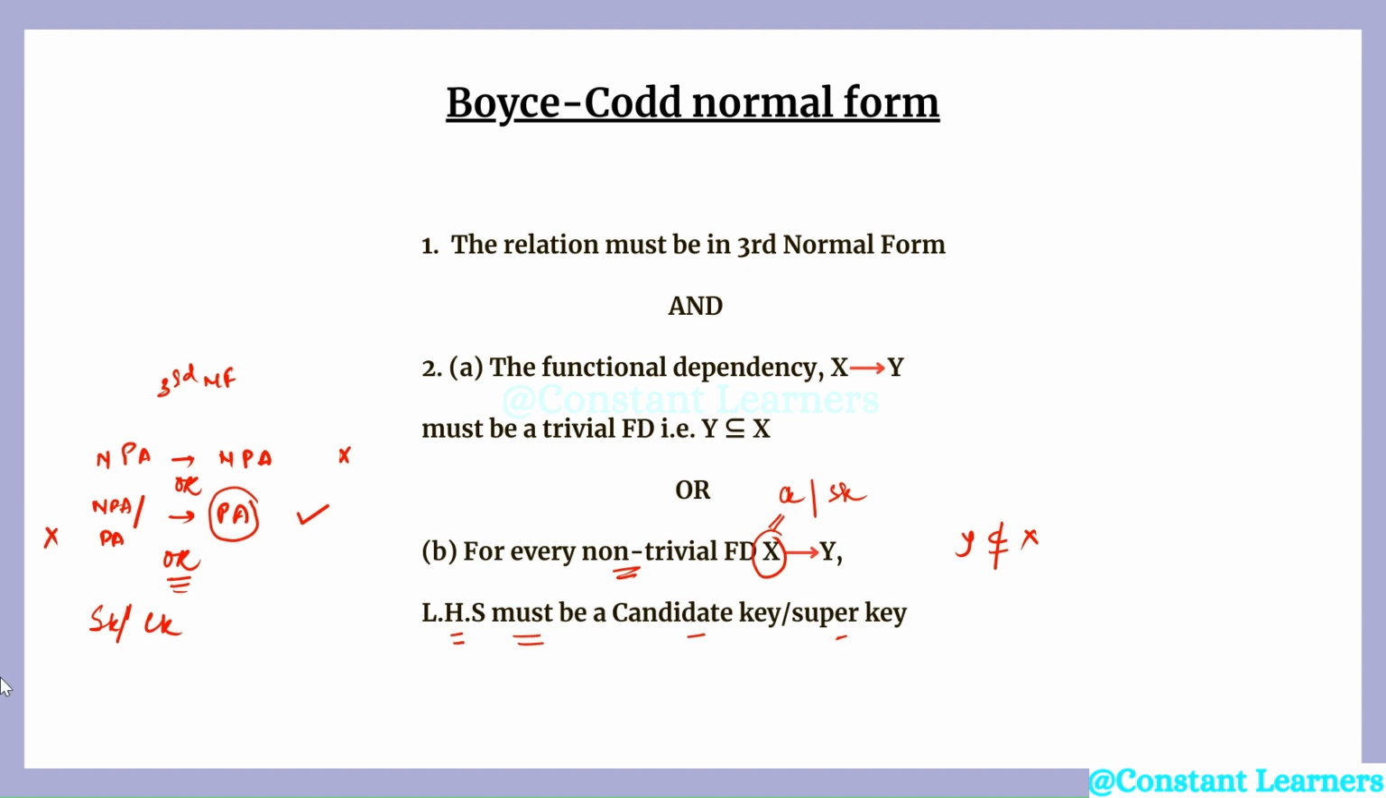For Boyce-Codd normal form, these rules do not apply. That is, a non-prime attribute determining another non-prime attribute, or the right-hand side being a prime attribute. All of these rules do not apply for Boyce-Codd normal form. There's only one rule: either the functional dependency should be a trivial functional dependency, and if it is not a trivial functional dependency, then the left-hand side must definitely be a candidate key or a super key, right? I hope that this was clear.